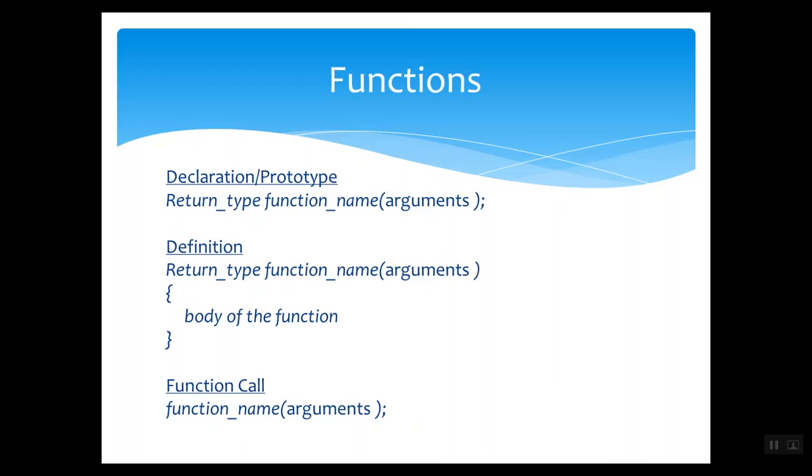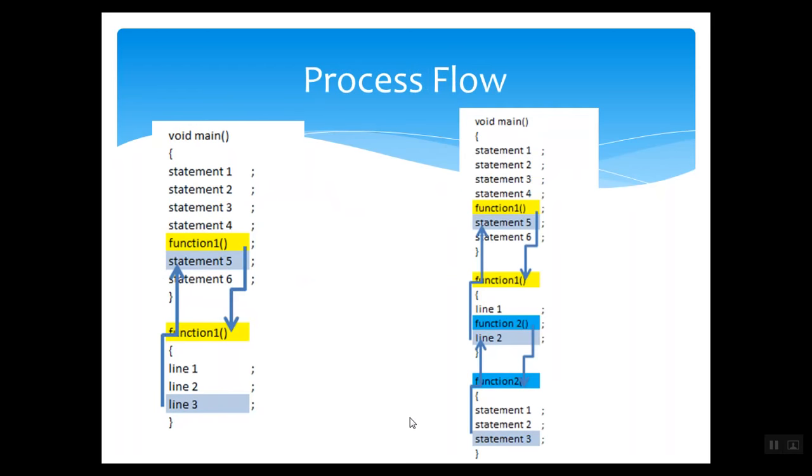This is the syntax of how we use it. We define the return type, function name, and the argument data types on top for the prototype, and below we give the definition. To call the function, we give the function name and pass the arguments.